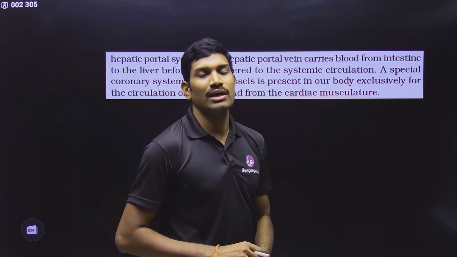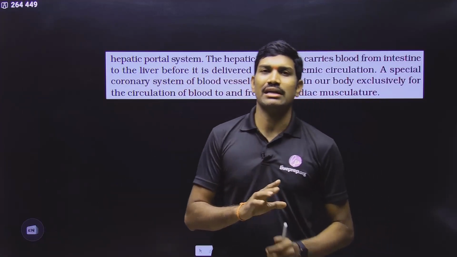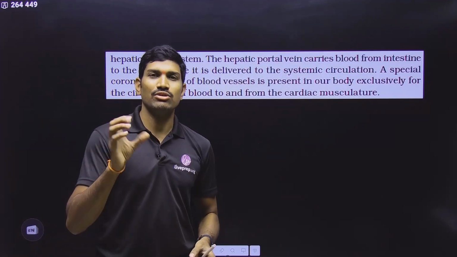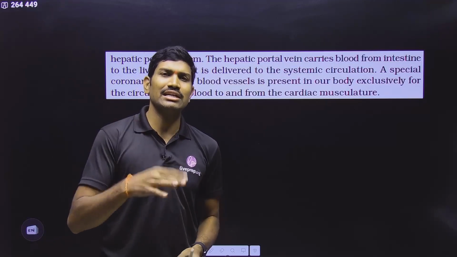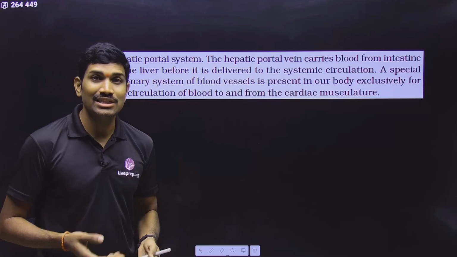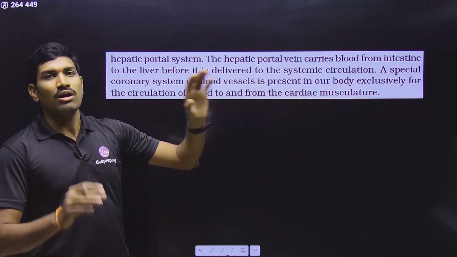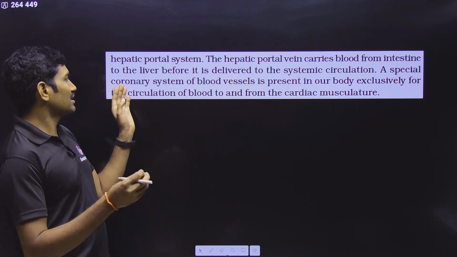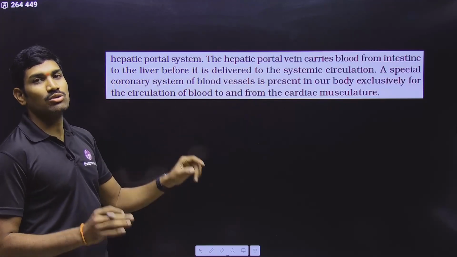Cardiac musculature. Cardiac muscles are continuously working, they never stop working. Please understand this. They are continuously undergoing contraction and relaxation. This is a continuous process. So they need so much energy, nutrients and many things. So the heart itself has a separate blood circulation system, and that is called the coronary system.